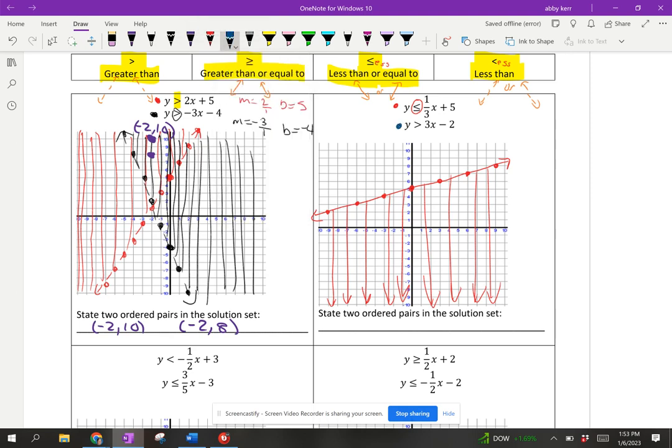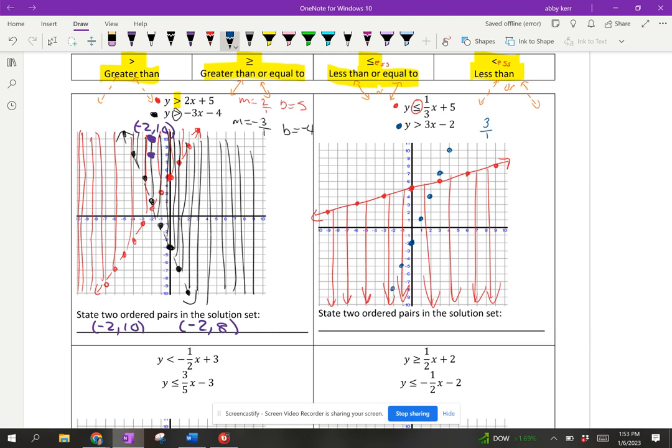And I will do the second inequality. So the second inequality begins at negative 2. And then be careful, 3 can be written as 3 over 1. So we go up 3 levels, right 1, up 3 levels, right 1. And do that until you run out of room. And then do the opposite.